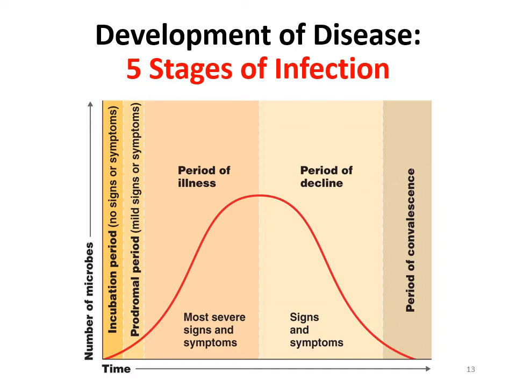Okay, so now the period of illness, not only do I want you to remember that it's specific symptoms now, but I also want you to write down that this is when you may die. Okay, so if someone's going to die from an infection, it's during the period of illness. Then you hit the period of decline.